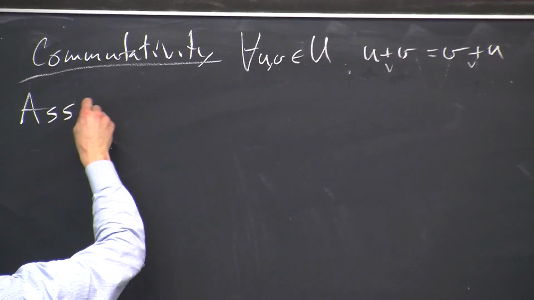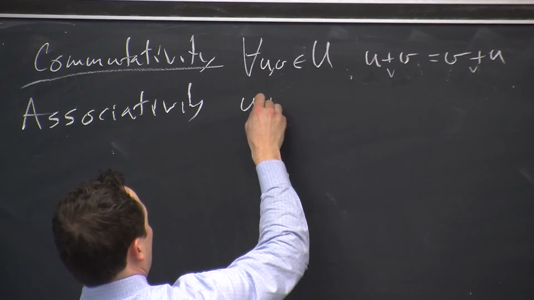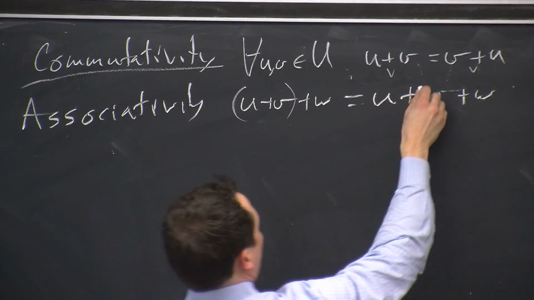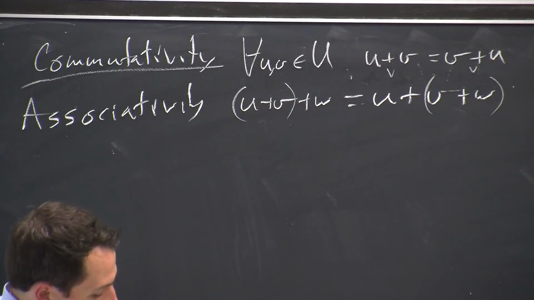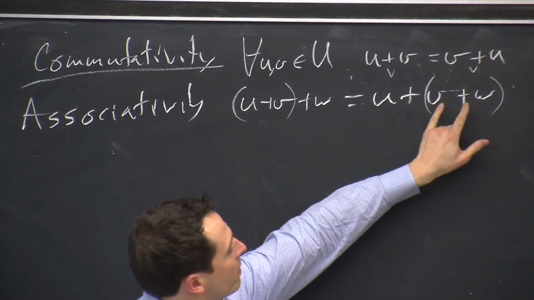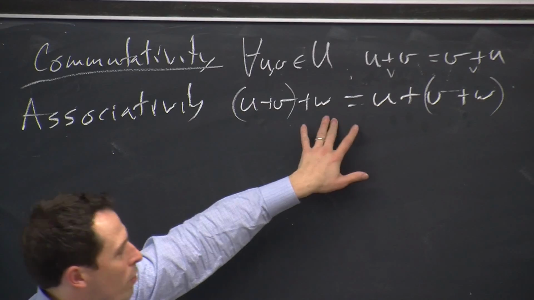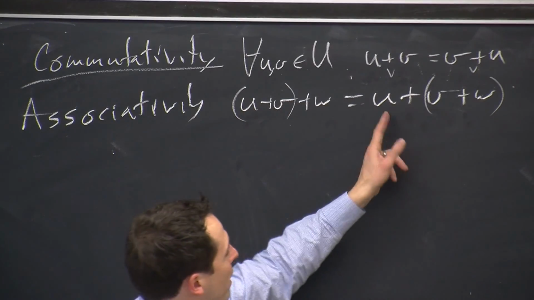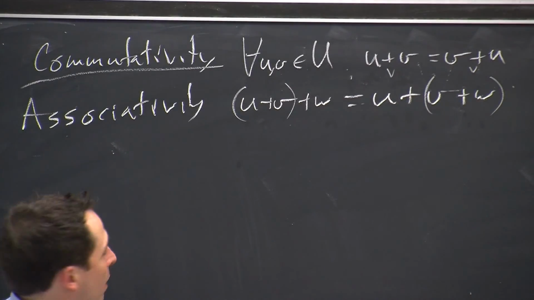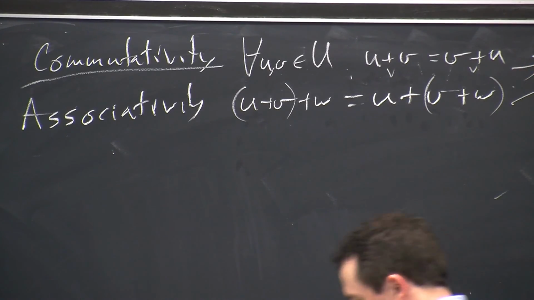How about associativity? We had two associativity axioms. U plus V plus W equals U plus V plus W. So this holds for the same reason. So long as V plus W and U plus V plus W, U plus V and U plus V plus W are all in U, we can be sure that because this holds among elements of V and the addition is the same, this will hold among elements of U. Okay, so this is also inherited and uses the closure property.